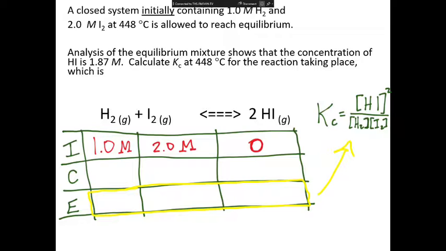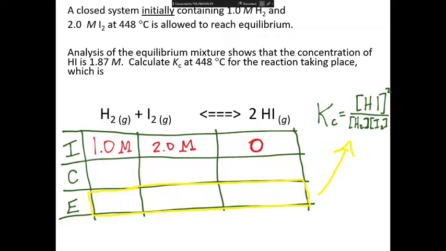Then, I know one more piece of information from this problem. What's one more piece of information that I know from the story problem? Will Broadfoot? One more number from the story problem. Concentration of HI. You got it. Is that the initial, the change, or the equilibrium concentration?